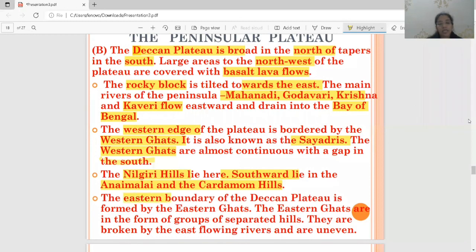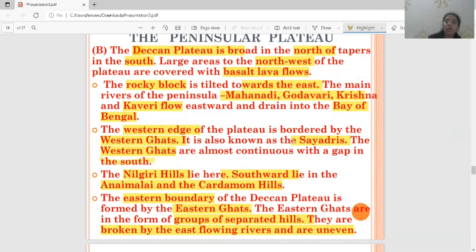If I talk about the eastern boundary, there are the Eastern Ghats. The eastern side of the Deccan Plateau is your Eastern Ghats. They are formed in a group of separated hills. They are broken by east flowing rivers and are very uneven.